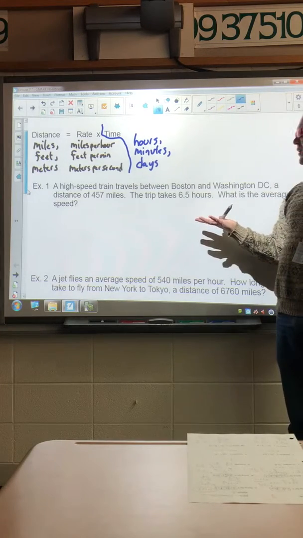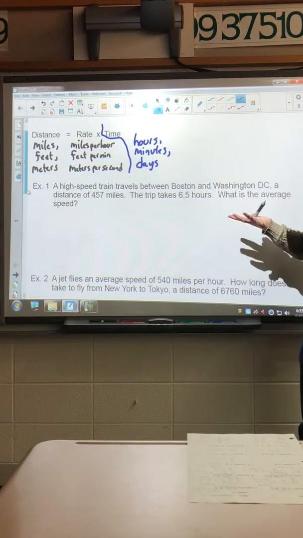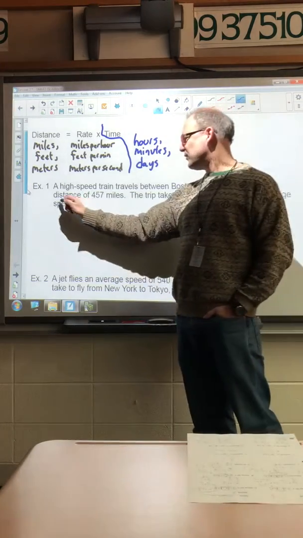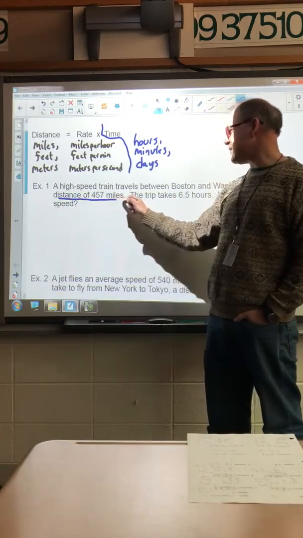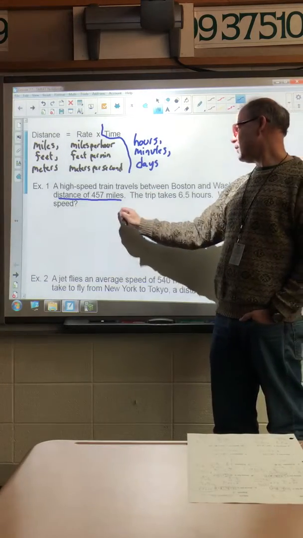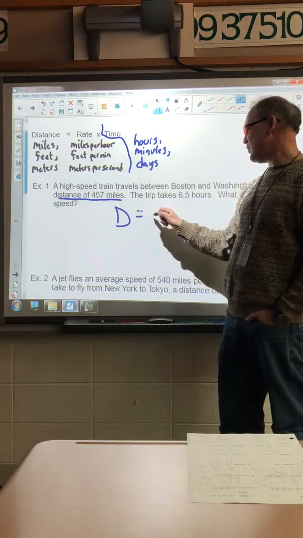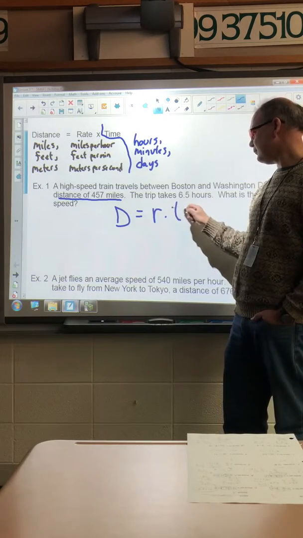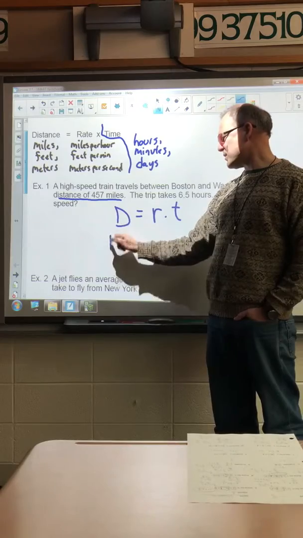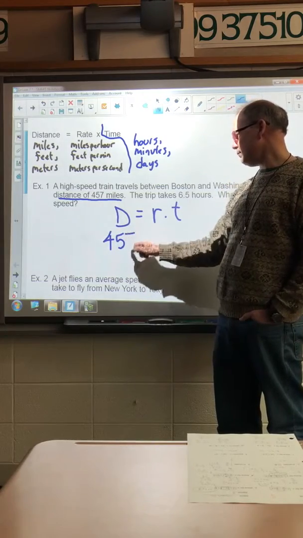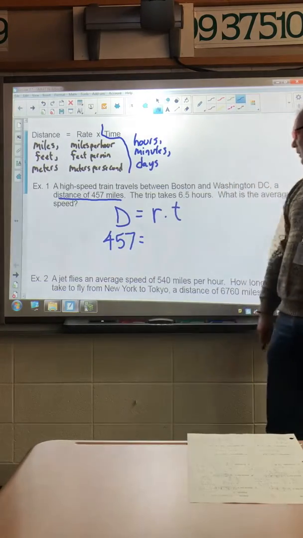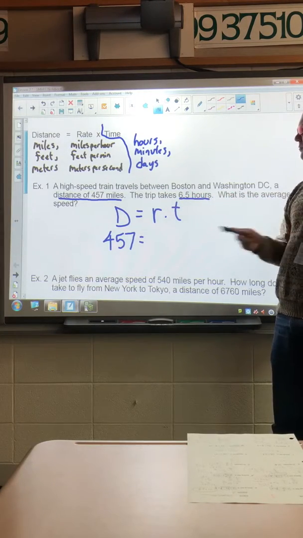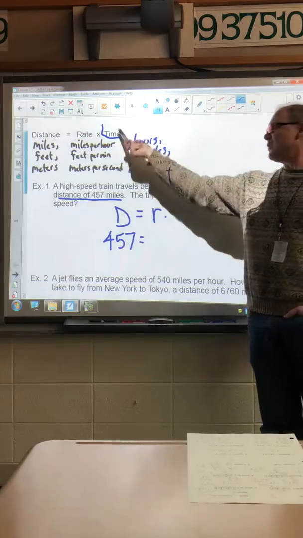Okay, so example 1 here, a high-speed train travels between Boston and Washington, D.C., a distance of 457 miles. Okay, so I'm using the equation distance equals rate times time. So the distance is 457. The trip takes 6.5 hours. So hours would be time.